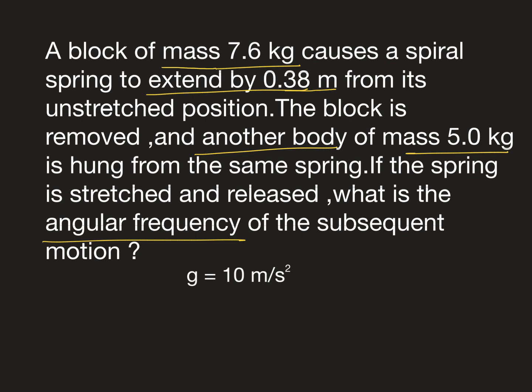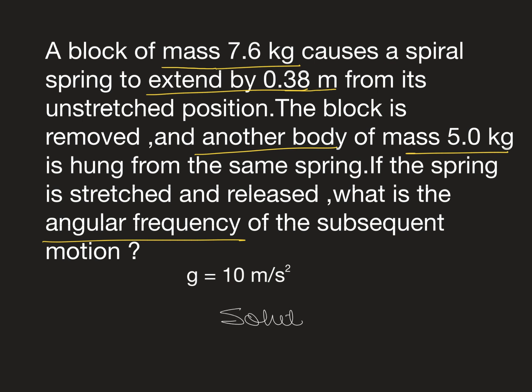So this is similar to the first question that we have answered. In the first case, the 7.6 kilogram mass is attached to the spring and it extends by 0.38 meters. Then the 7.6 kilogram mass is removed and the 5 kilogram mass is attached, setting the spring-mass system into oscillation. So they want us to find the angular frequency during that oscillation, that is, when the 5.0 kilogram mass is hung from the spring.